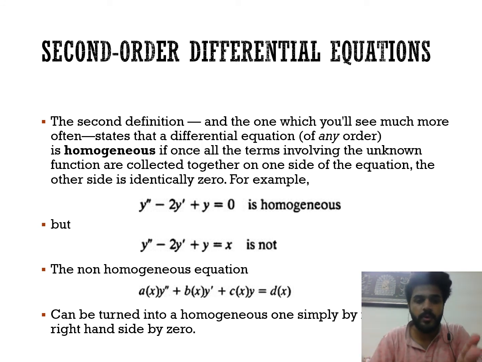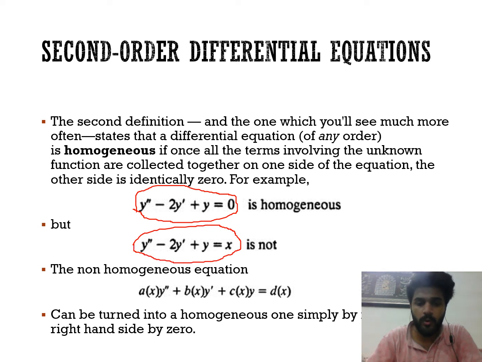As stated in the definition, the second definition, the one which we will much more often use, states that a differential equation of any order is homogeneous if once all the terms involving the unknown function are reflected on one side of the equation, the other side will automatically or identically become zero. For example, in this equation, y double prime minus 2y prime plus y equals 0, it is a homogeneous equation because the right hand side is equal to 0. But on the other hand, y double prime minus 2y prime plus y equals x is not a homogeneous equation because on the right side there is a variable x involved.